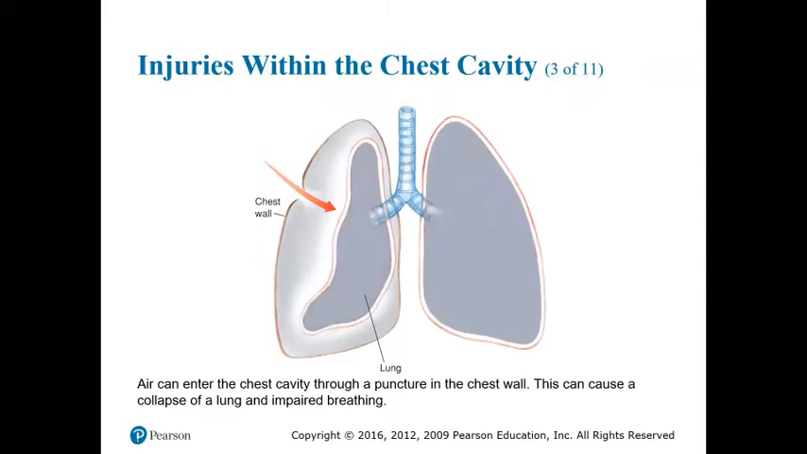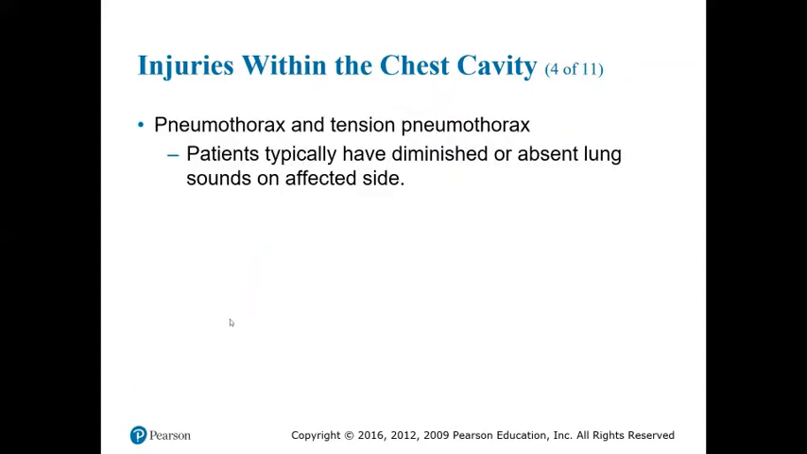Okay. Air can enter the chest cavity through a puncture in the chest wall, and this can cause a collapse of a lung and impaired breathing. Again, this picture right here where the arrow is, it shows that they have a hole in the chest wall. Atmospheric air is getting into the chest cavity. This is the chest cavity, and this is the lung itself, all right, that is collapsing because of that pressure change.